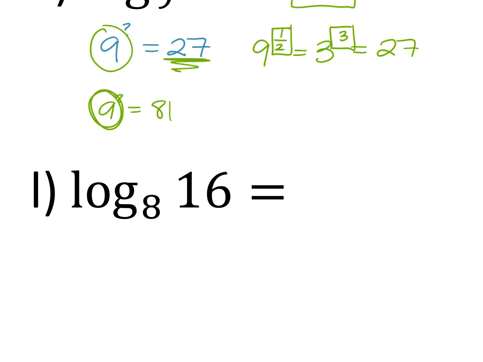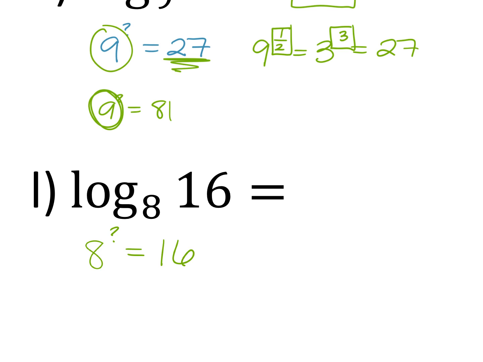It's the same idea. We're saying 8 to what power will get us 16? It's going to be a fraction. What's that fraction? So 8 squared is 64, right? 8 to the 1st is 8. So it's something between 1 and 2. But what can you do to an 8? Can you square root an 8? No. So you can't take it to the 1/2 power.